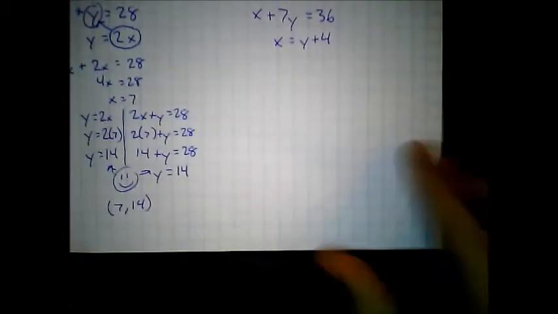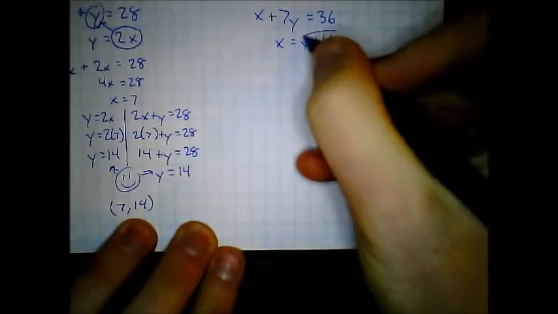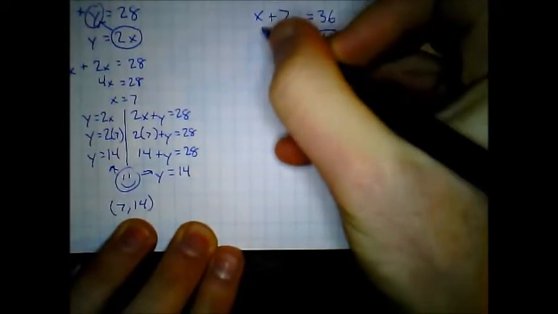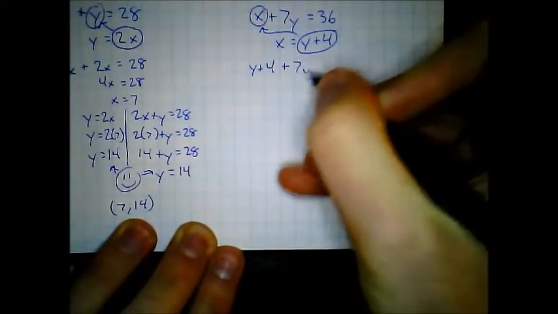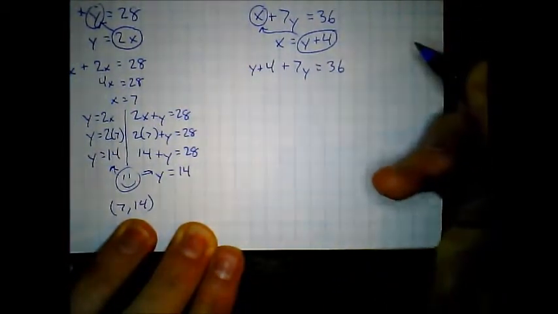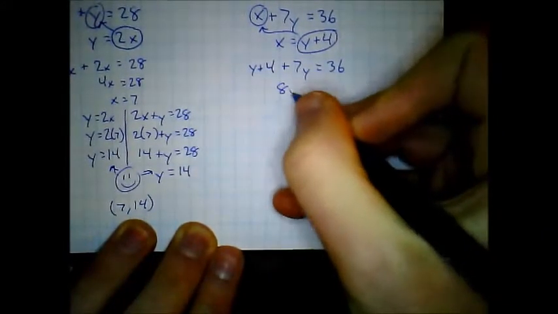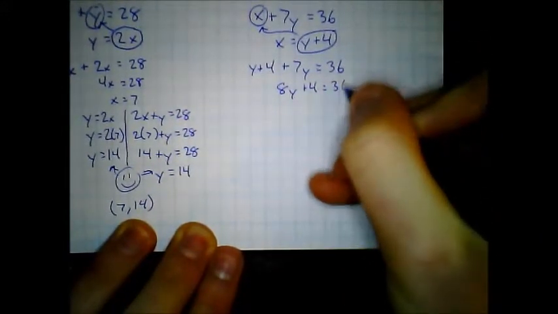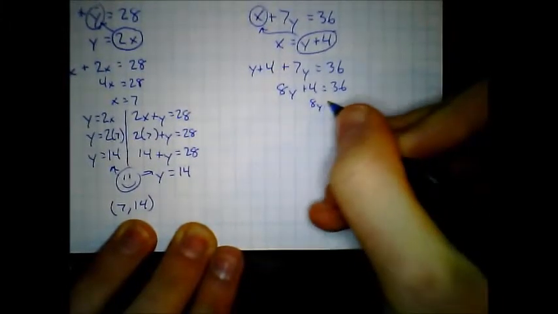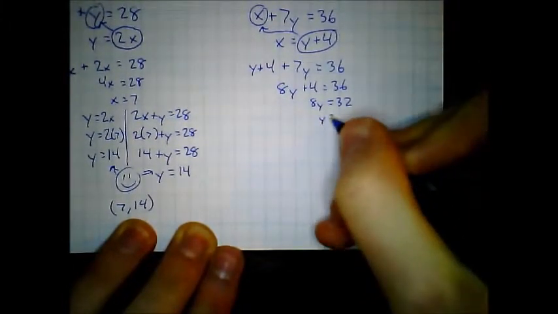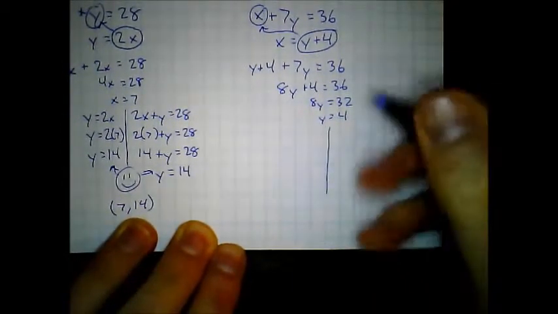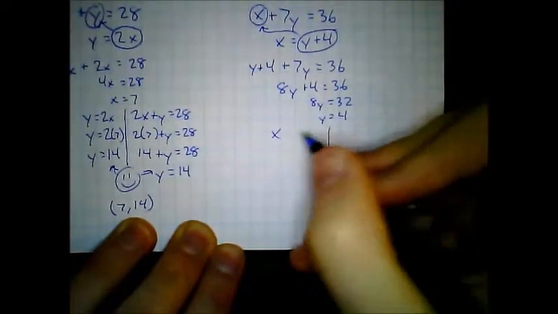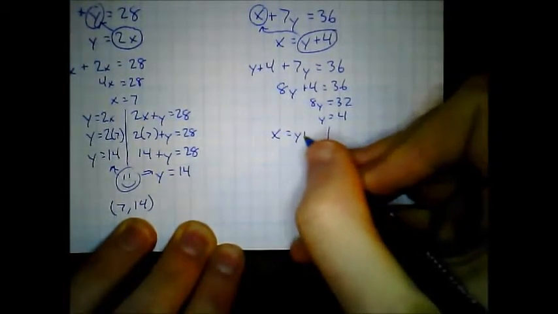Okay, the second system, we know that x equals y plus 4, so we're going to substitute y plus 4 in for the x in our first equation. So instead of having x plus 7y, we're going to have y plus 4 plus 7y equals 36. y plus 7y is 8y, so we have 8y plus 4 equals 36. 8y equals 32. I'm just subtracting 4 from both sides. That means y equals 4. Okay, so we know at some point both of these tile patterns are going to have 4 tiles. We just want to know when that's going to happen. So we want to know what x is. So x equals y plus 4.